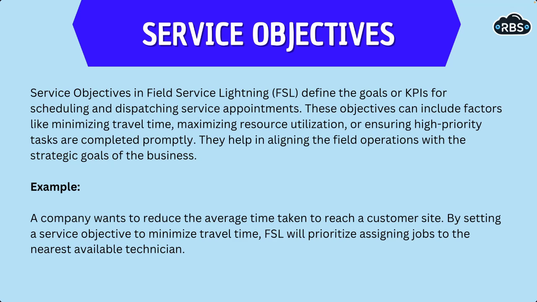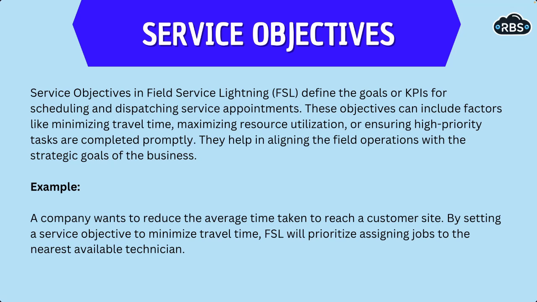So, again, going back to our scheduling policies, work rules come in play when you have the constraints, but service objectives define what your business goals are and how you want to achieve them. So, let's say you want to make sure that every resource is scheduled at least 6 appointments and not more than 8 appointments a day. So the system will make sure that it automatically assigns at least 6 appointments to a resource before finding a new one.